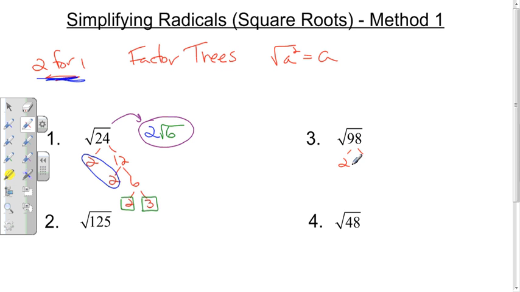I know that that's even, so 2 goes into it 49 times. 49 breaks into 7 and 7. So again, looking at the 2-for-1 method, I have 2 7s, which is 7 squared, that when I square root them, they shall become just 7 on the outside of the root. And then I have this spare 2, which I can't do anything with, so that will in fact stay inside the radical.